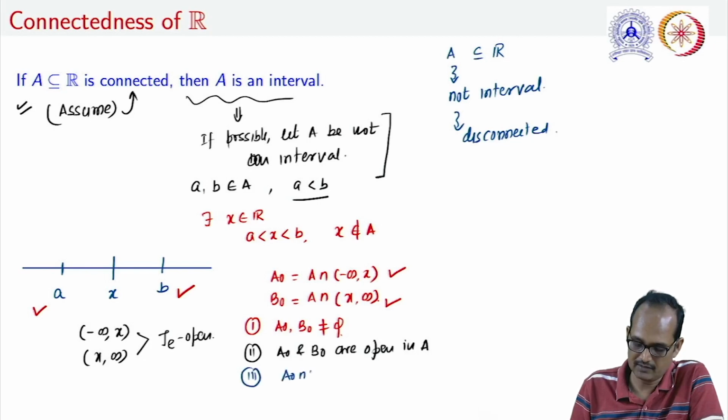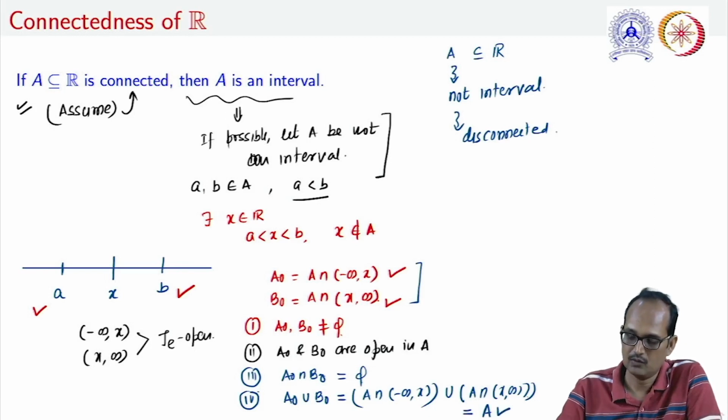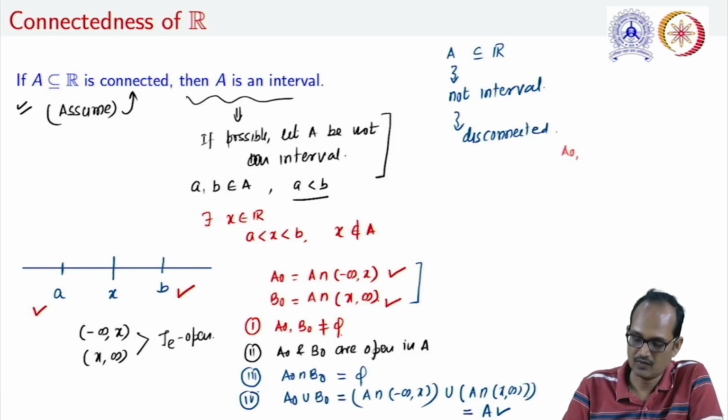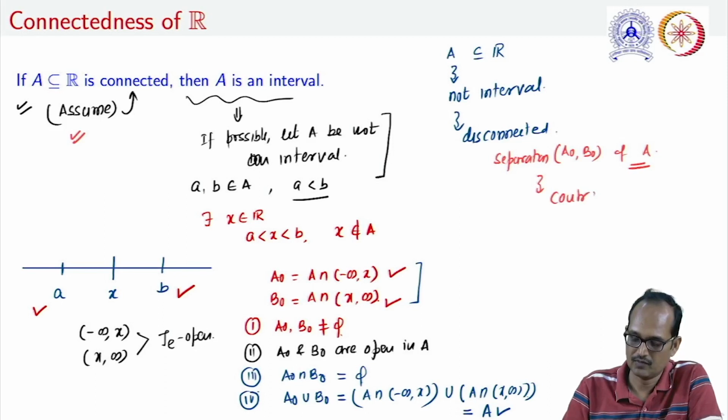If we look at the intersection of A naught and B naught, from here it is clear that this is empty, that is, A naught and B naught are disjoint. And finally, if we compute the union of A naught and B naught, that is precisely A intersection (minus infinity, x) union A intersection (x, infinity), and that will always be equal to A. Thus, we have created a separation, which is the pair A naught, B naught, of the set A. But note that we have already assumed that A is connected, so this is a contradiction, and we reached this contradiction because we assumed that A is not an interval. Hence, A is an interval.